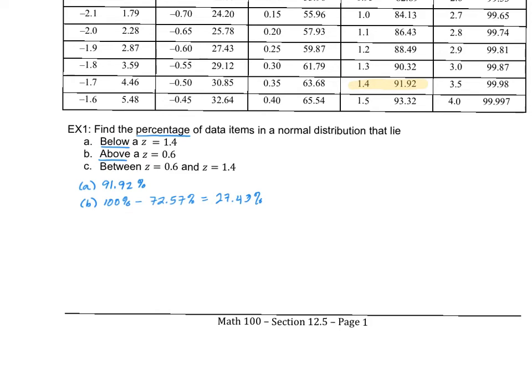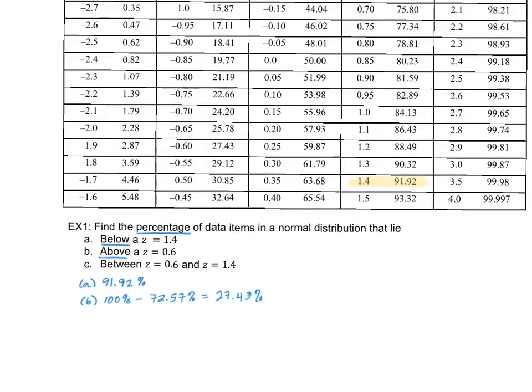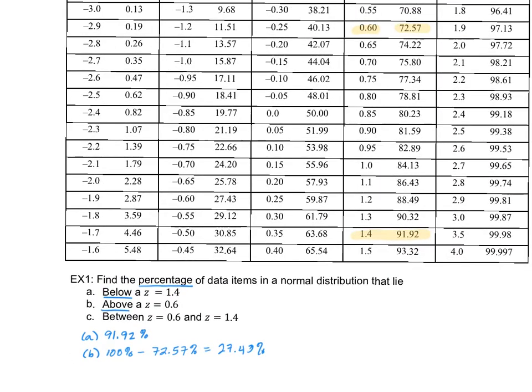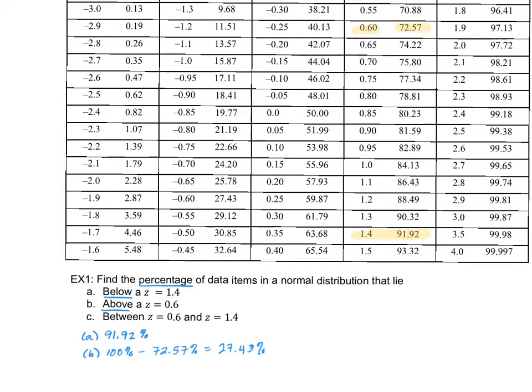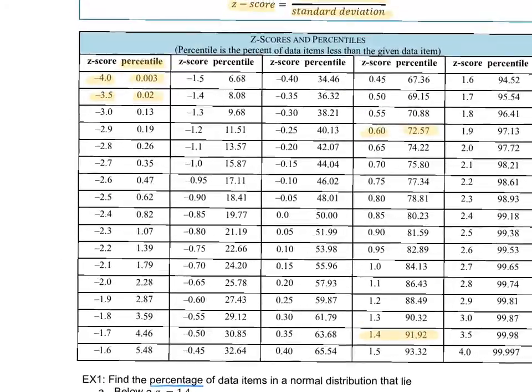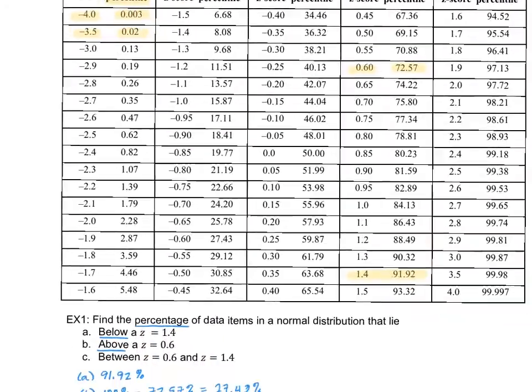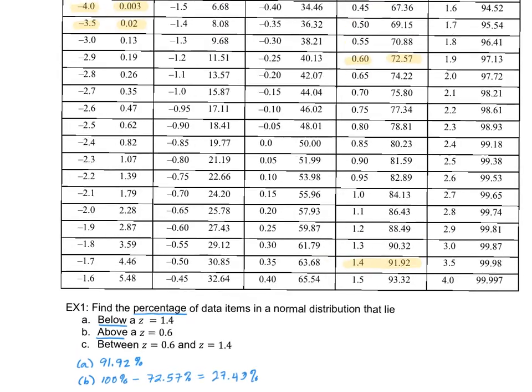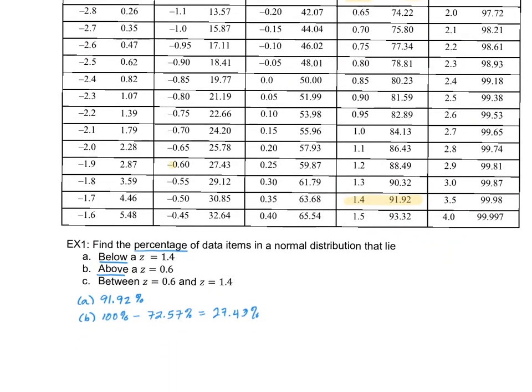However, remember that was a z-score of 0.6. So 0.6 gave me 72.57% below. Let's look at negative 0.6. I want to point out something really interesting here. If we go to a negative 0.6, where are you? Here we go. Negative 0.6 corresponds to a percentile of 27.43, or 27.43%. Remember, that's the answer that we got for part B.